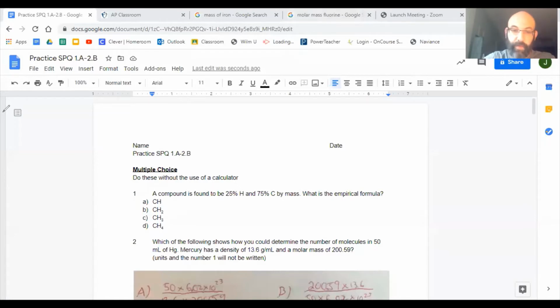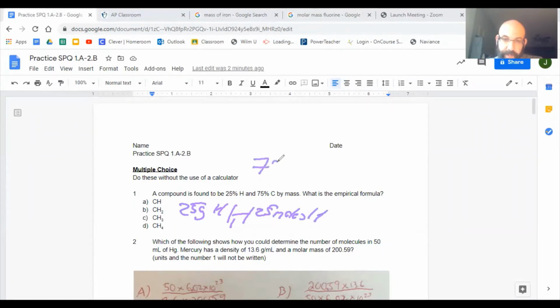Okay, so number one, a compound is found to be 25% hydrogen and 75% carbon by mass. What is the empirical formula? All right, so we can't use calculators here, but we can still do this with some mental math. So 25 grams of H. We know H has a mass of 1, so we're going to have 25 moles of H.